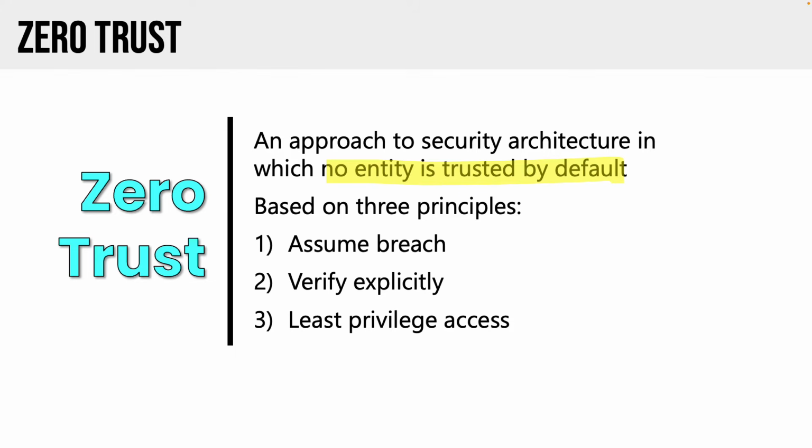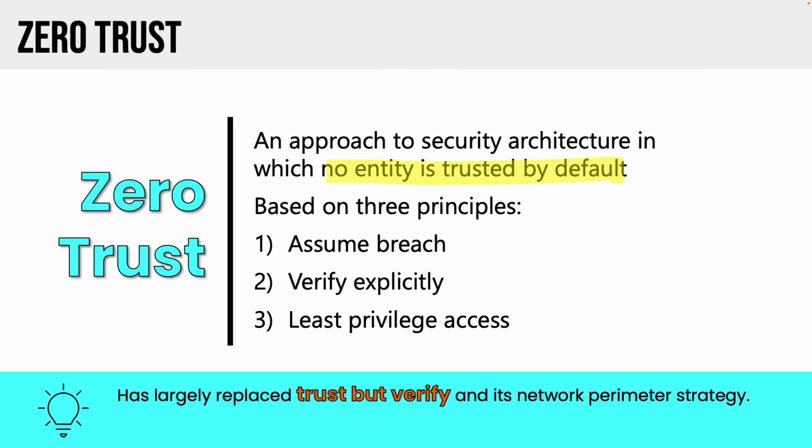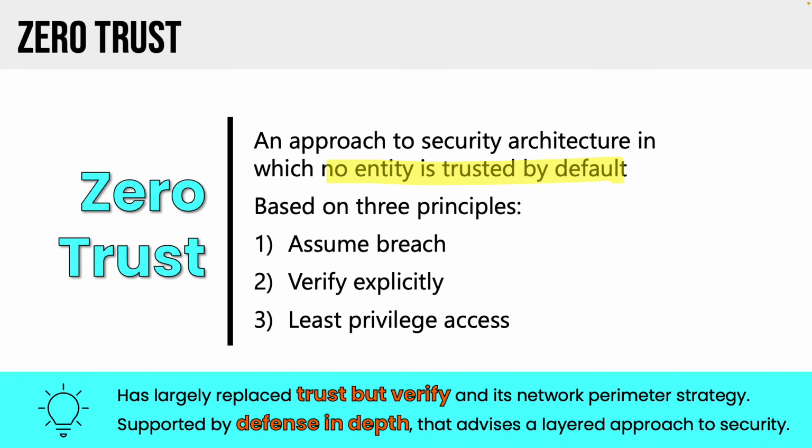Zero trust has largely replaced that legacy trust but verify approach where we'd set up a firewall and everything outside the firewall was untrusted and everything inside the firewall was trusted. So that's really been supplanted almost entirely by zero trust. And the network segmentation we talked about a moment ago with VLANs is a common element of a zero trust approach to networking. And zero trust is actually supported by defense in depth, that layered approach to security where we have multiple layers. All right, that brings us to the end of section 3B2.